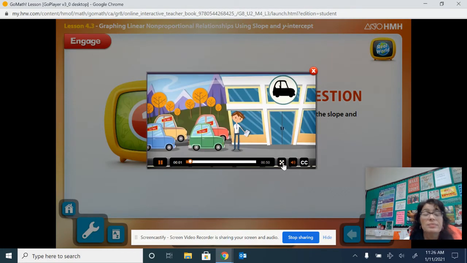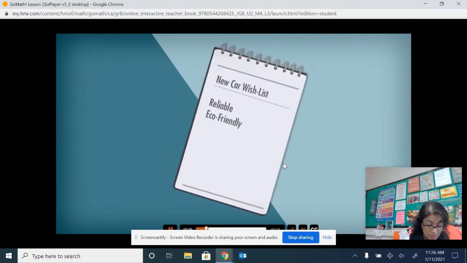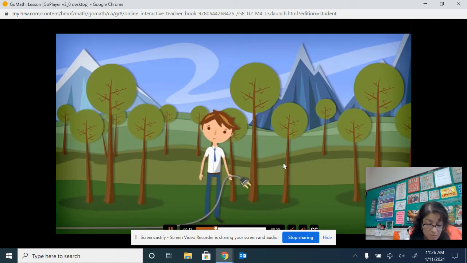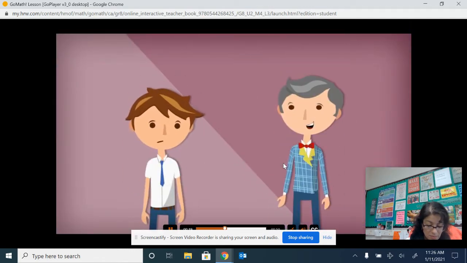Jeff is in the market for a new car. He wants something that's reliable and eco-friendly, so he's checking out a hybrid car that can run on electricity or gas. Jeff likes to go on road trips. He might not always be able to find somewhere to charge up the car, so he asks a salesman how far the car can travel on a tank of gas. But he doesn't get a straight answer.